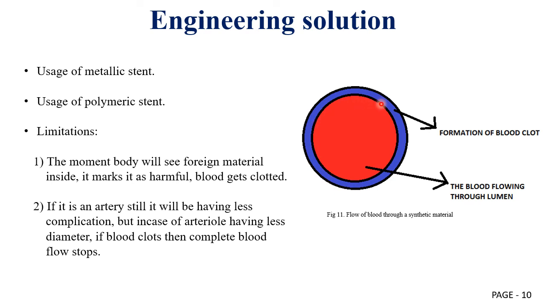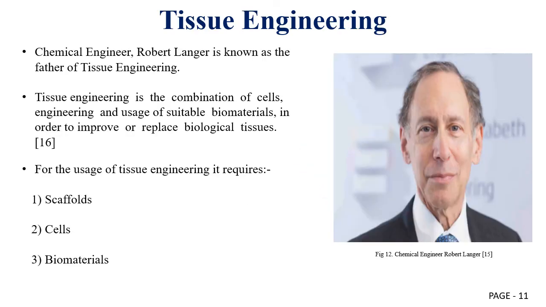Now any guess from whose mind this idea came? The idea came from the mind of a chemical engineer known as Robert Langer. So basically, in simple words, what tissue engineering means is the usage of scaffolds. Now, scaffolds are basically synthetic materials which we design in such a manner that they become biologically compatible. It has sufficient mechanical strength, and it is able to support cellular activities.